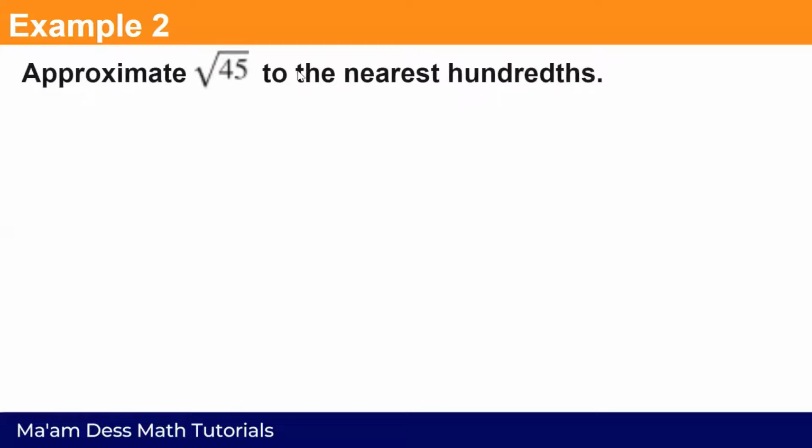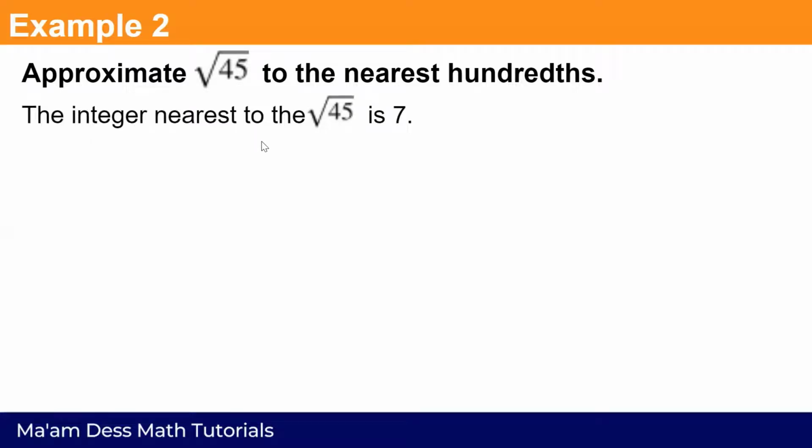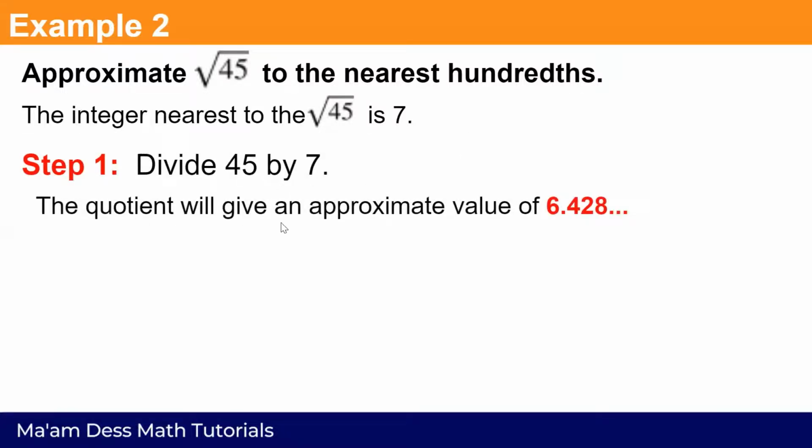Example 2. Approximate square root of 45 to the nearest hundredth. The integer nearest to the square root of 45 is 7. So, bakit po 7? Kasi, ang perfect square na malapit sa 45 ay 49. So, square root of 49 is 7. Step 1, divide 45 by 7. The quotient will give an approximate value of 6 and 428 thousandths.